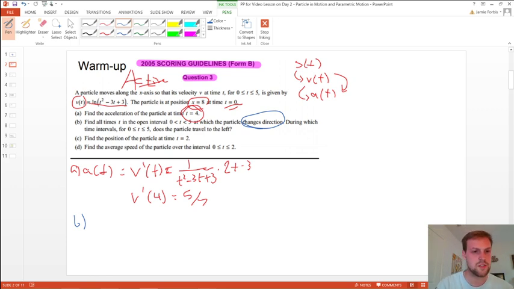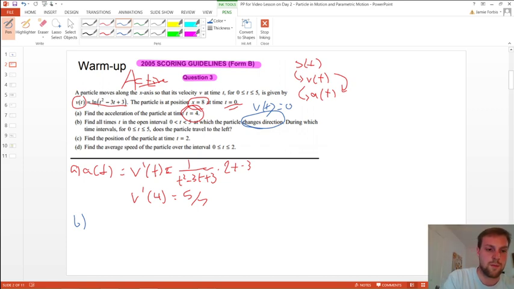It says changes direction. We figure out where a particle changes direction when v of t equals 0. So it changes directions when v of t equals 0. That's what we need to do: take our v of t equation, which we got, set it equal to 0, and solve. So we're going to do that first.